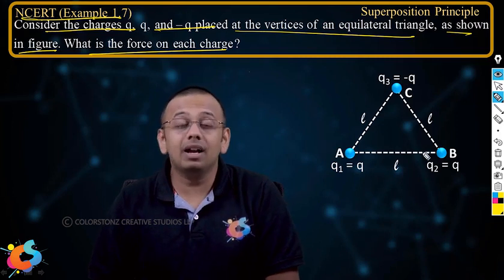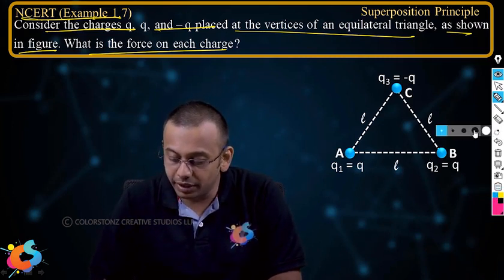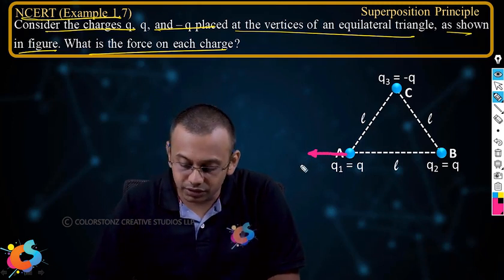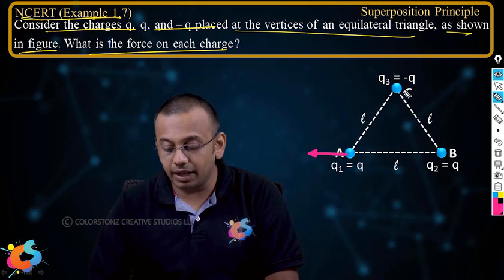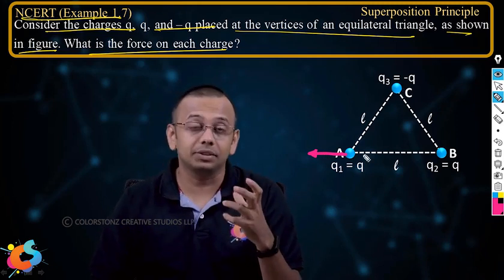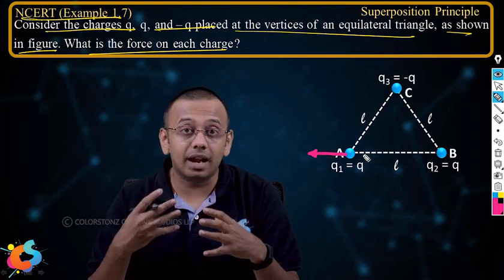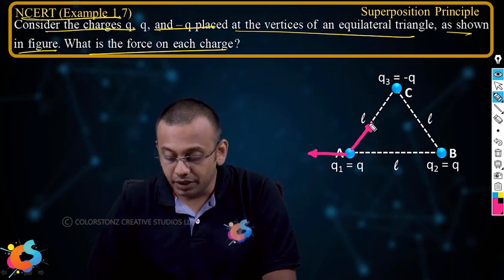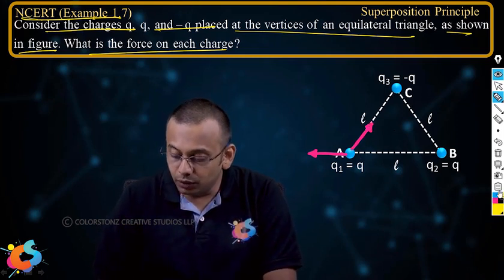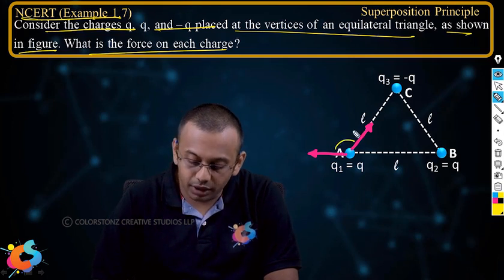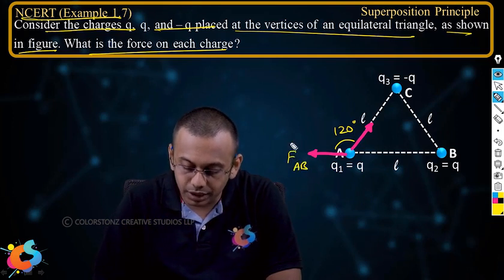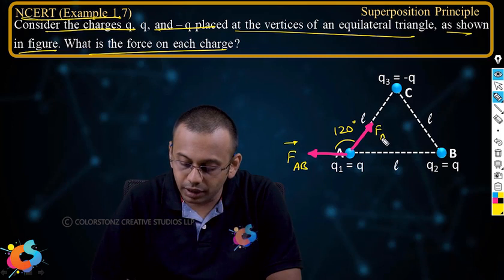Now, A and B are like charges, therefore the force will be repulsive in nature. So the force acting on A due to B is like this, repulsive in nature. And C and A, if we look at, then they are of opposite sign. So the force between them is going to be attractive in nature. So the force will be like this, right? So we can clearly see that these two forces are acting at an angle of 120 degrees. This is the force on A due to B. This is the force on A due to C.